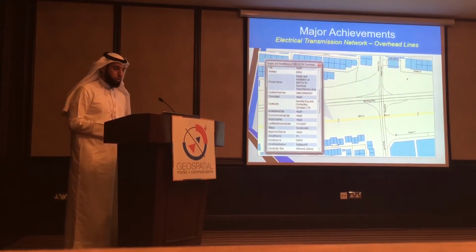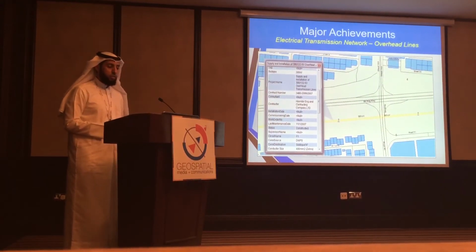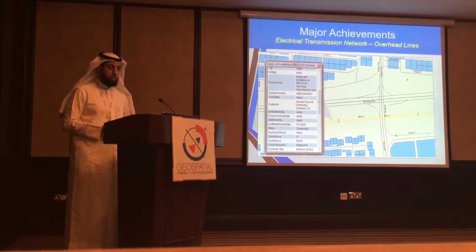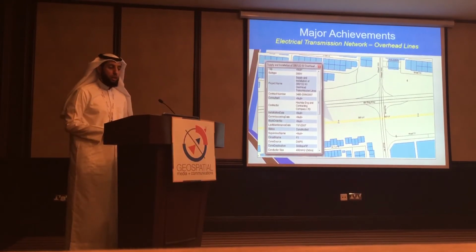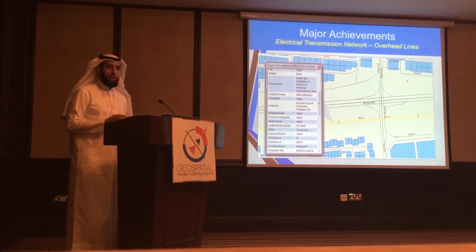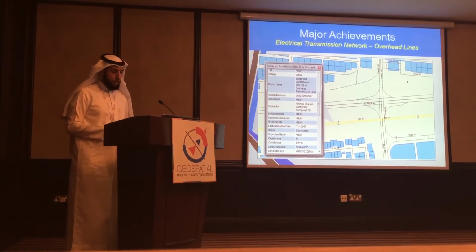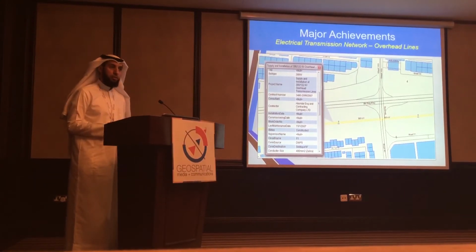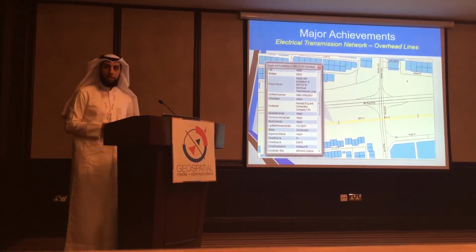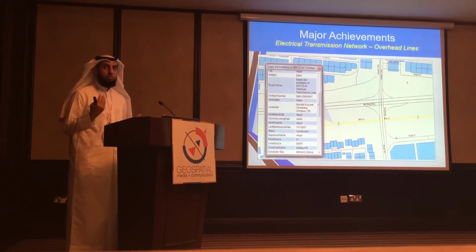Also on the transmission network, we can see the overhead lines with the attributes information related to these overhead lines. By the way, the locations of the overhead lines were collected via field survey during the GIS implementation. It wasn't existing before that.